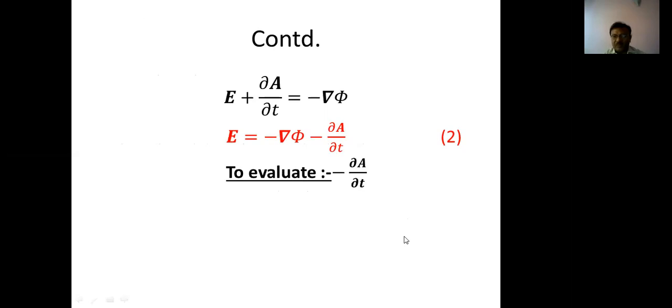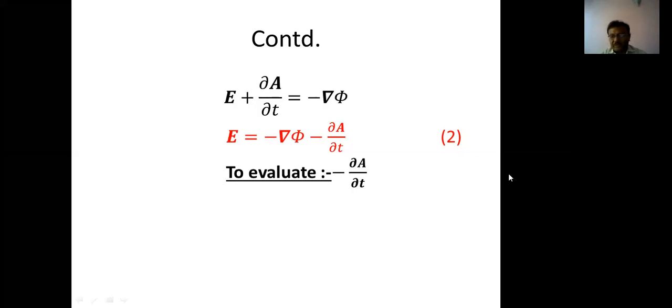Now the next job is to evaluate dou A by dou T, and after that we will evaluate minus del phi. We plug back these values of minus dou A by dou T and minus del phi into equation 2, and we separate the acceleration dependent and acceleration independent parts of that electric field. We stick with the acceleration dependent part, which will have the same expressions that we have already written in some slide, maybe in the beginning of this semester, or maybe last week, in the starting of this chapter actually.